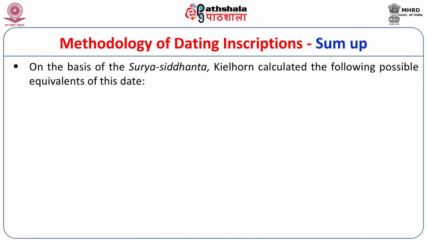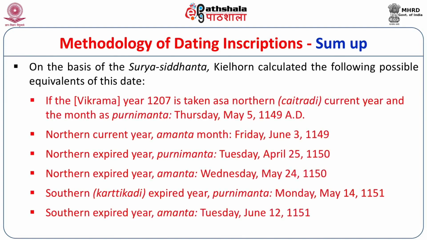On the basis of the Surya Siddhanta, Franz Kielhorn, the famous German Indologist, calculated the following possible equivalents of this date. If you see, there are 6 different probabilities about the particular date of this inscription. And if you take a closer look, there are 3 or 4 northern dates and 2 southern dates.